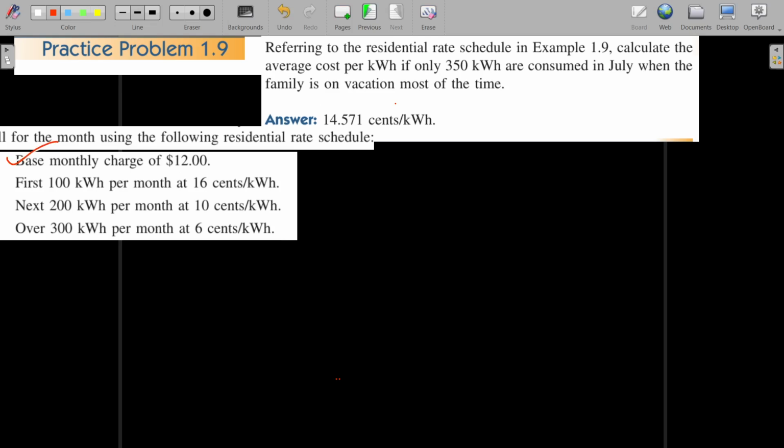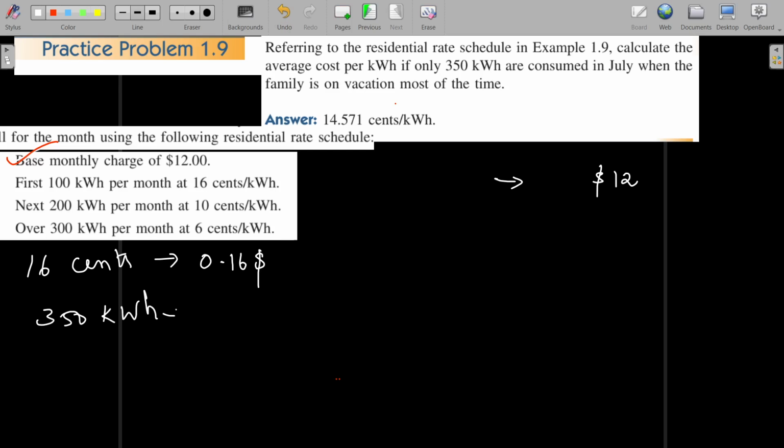The basic monthly rate is applicable for every house, so we can take it as such. That is $12. And the first 100 kilowatt hours per month is at 16 cents, which if you convert into dollars is $0.16. The 350 kilowatt hour total consumption can be divided: first 100, then next 200, and for the remaining it is 50. Then you get the total 350.